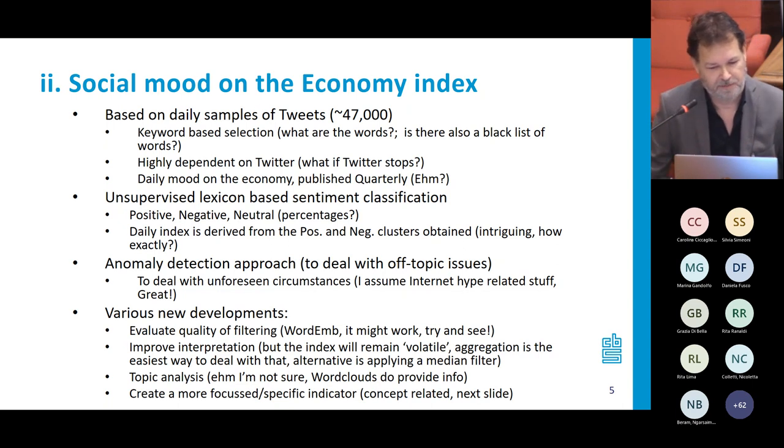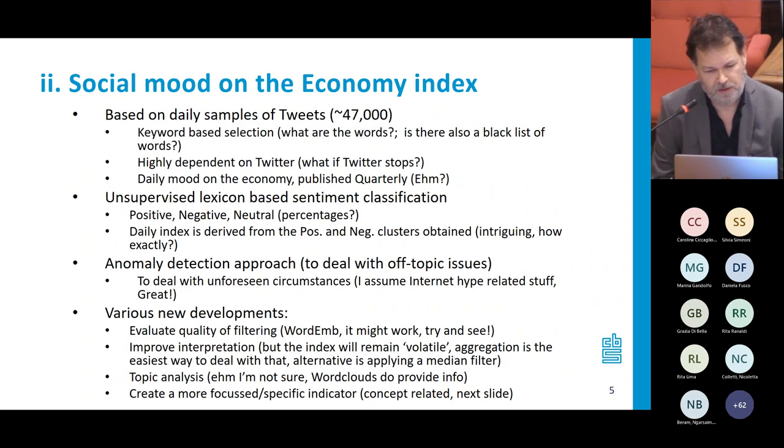That's my suggestion. I really like the lexicon-based unsupervised sentiment classification. That's something new, so I was intrigued by it. It results in clusters of positive, negative, and neutral, and the positive and negative are used to obtain the daily index. I guess this takes quite a while. I guess this might be the reason why you can't produce a daily mood indicator. I'm just curious how this works.